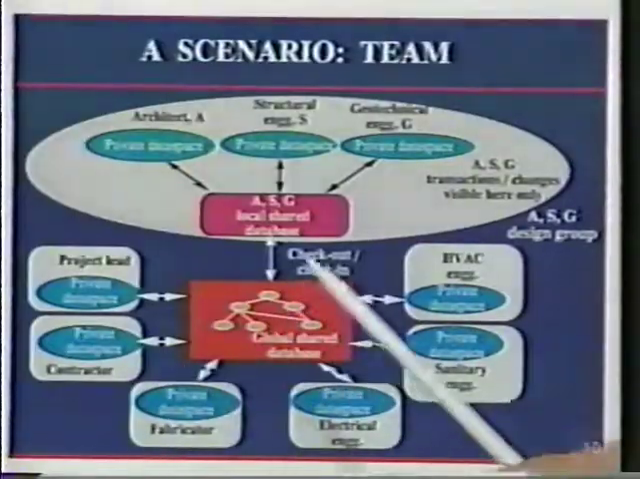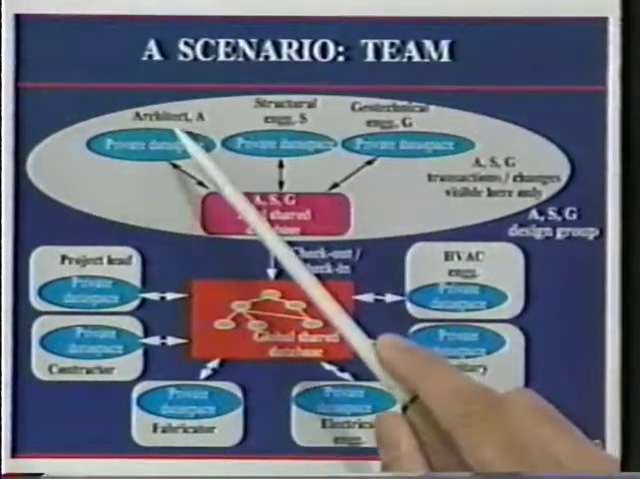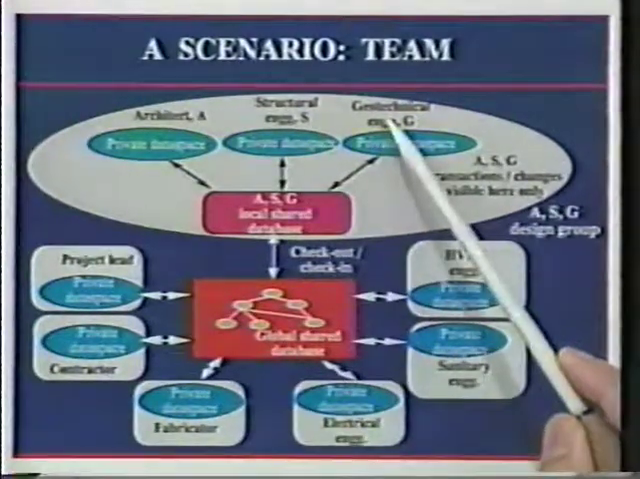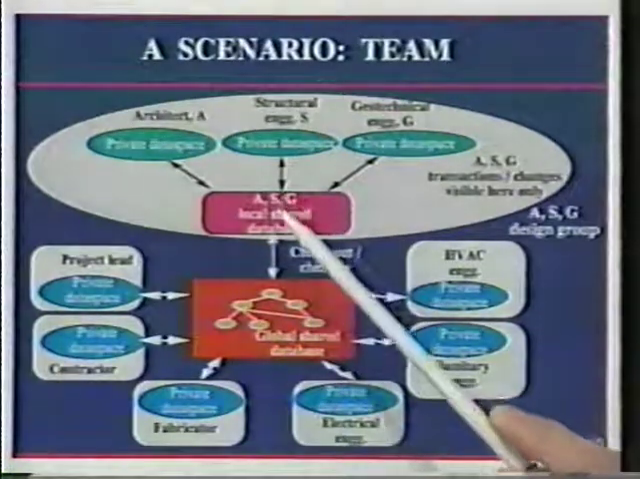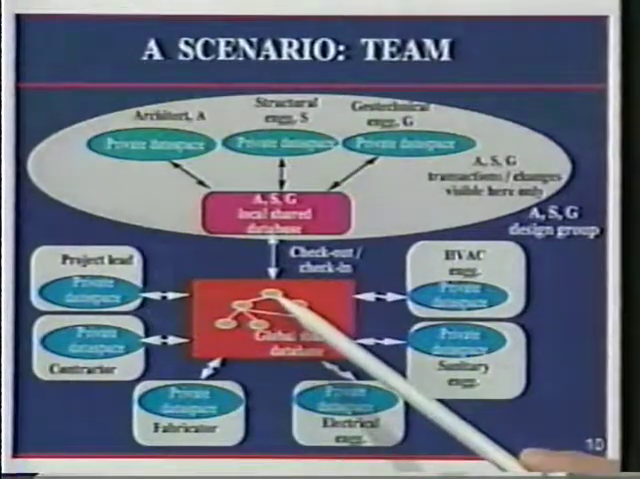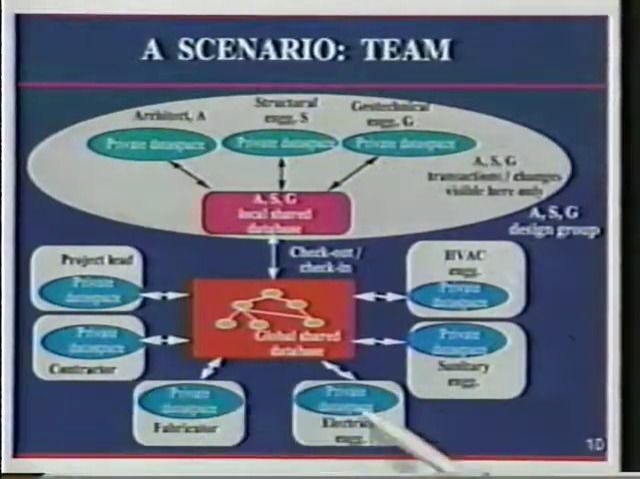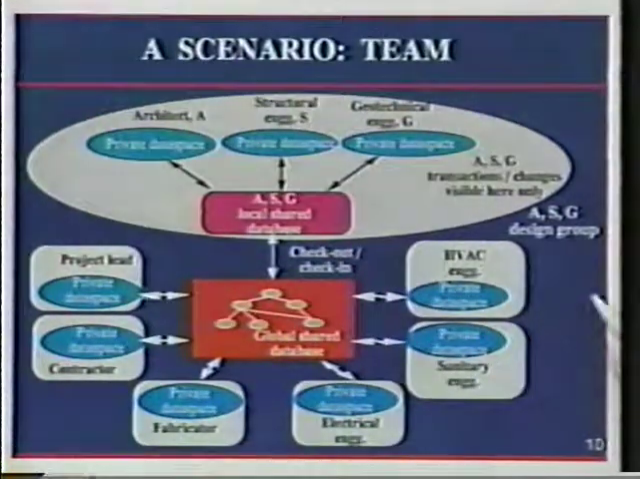So, let us see how this will work. Let us go through a scenario and see how this is done in a typical engineering example, where we have a global shared database, and then we have groups forming here. We have an architect, a structural engineer, and a geotechnical engineer, and these three people have their own locally shared database. Once they have agreed on some aspects of the problem, they check in and check out into a globally shared database, and then we have a number of other participants who are accessing this globally shared database, and these participants can have further subgroups in there.